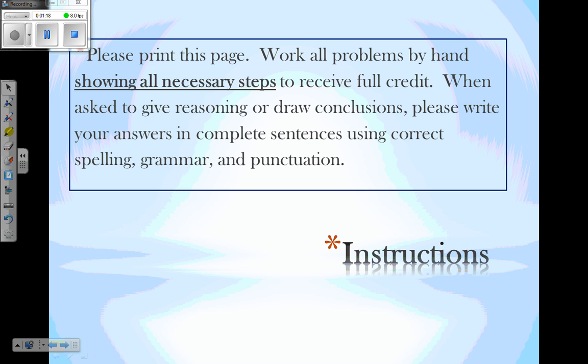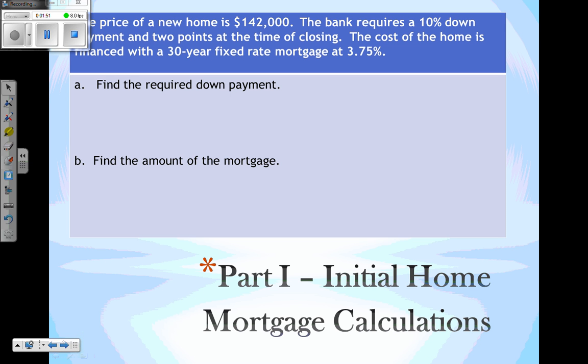I wanted to go over the instructions. You will print this page, and you will also print the other page that is the actual assignment that you'll be bringing when you come to take your written exam number 2 to turn in. I want you to work the problems by hand, and I want you to show your steps, because it is very important for me to see your working process. When you're asked to give a reasoning or draw conclusions, I want you to be sure to answer in complete sentences, and it's important that you use correct spelling, grammar, and punctuation, because that is a requirement of being a college graduate.